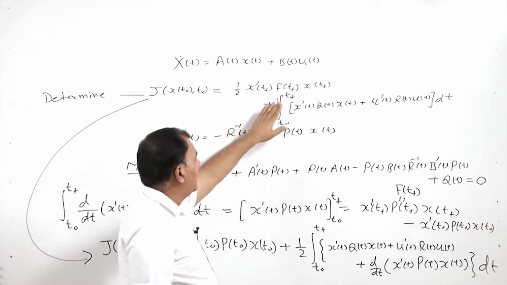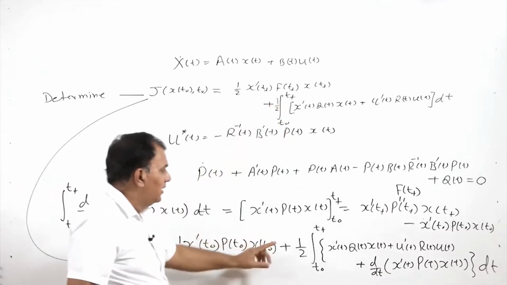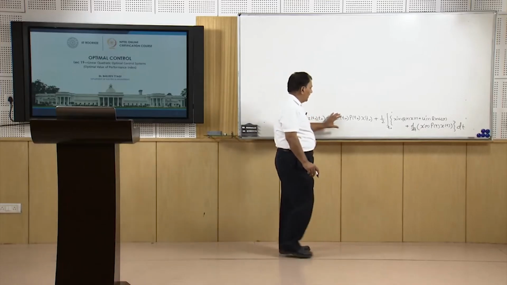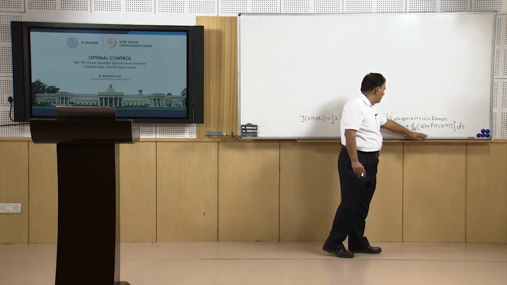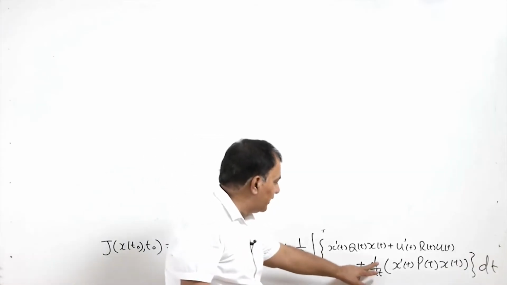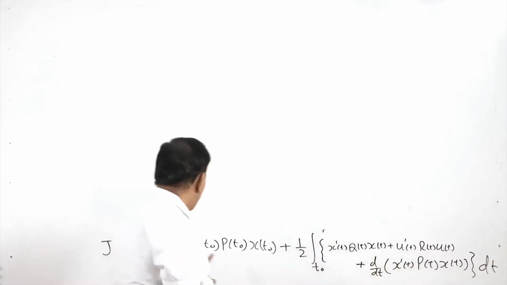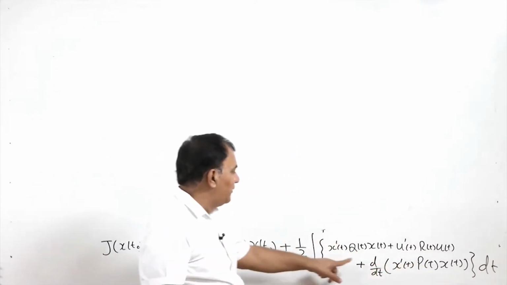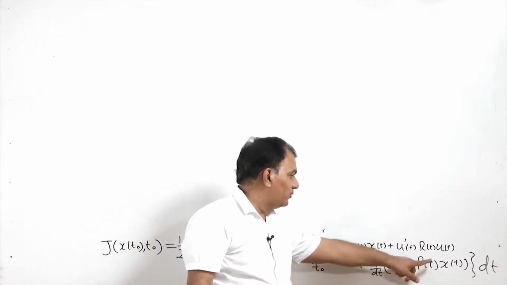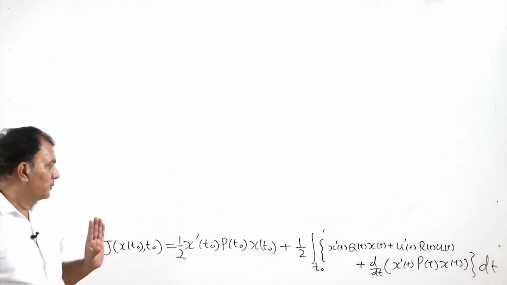The expression can be written in terms of x prime f x tf, and I can also write it in this given form. So the performance index we can write in this form here. If I expand the integral of d by dt of x transpose t P(t) x(t), this term will cancel out and I will be left only with x transpose tf P(tf) x of tf, where P(tf) is nothing but my F of tf.